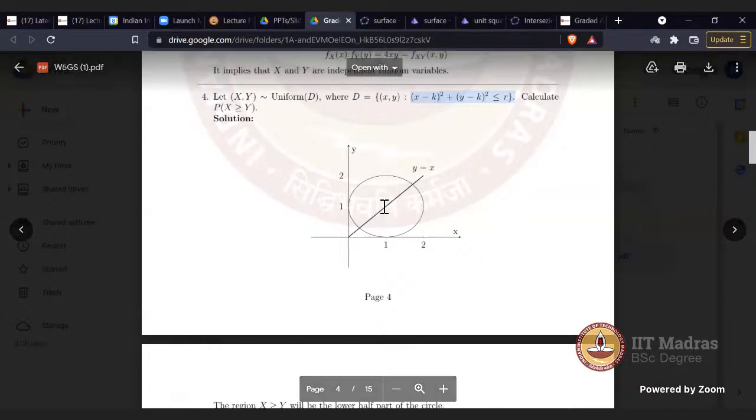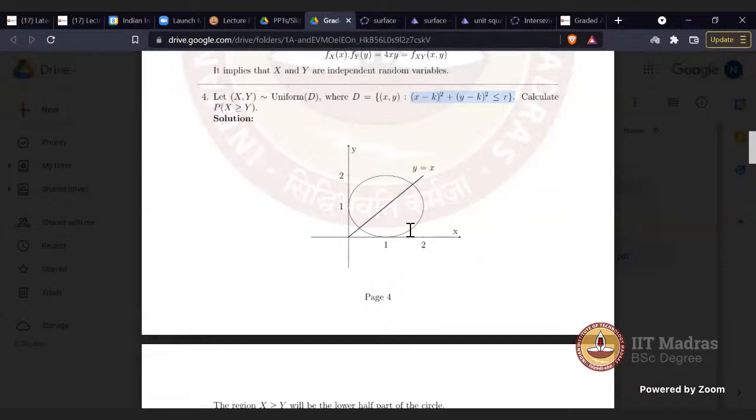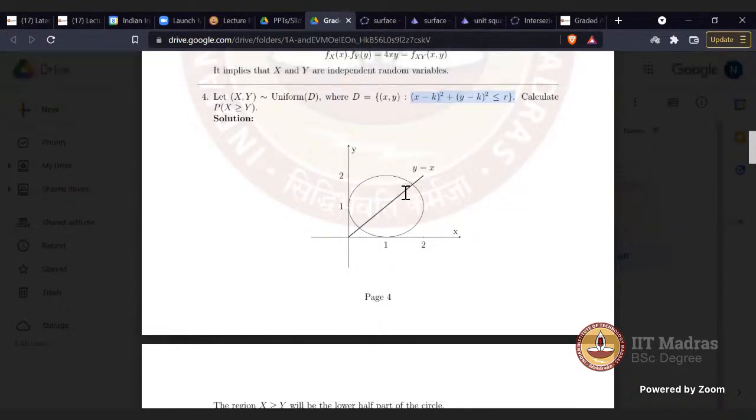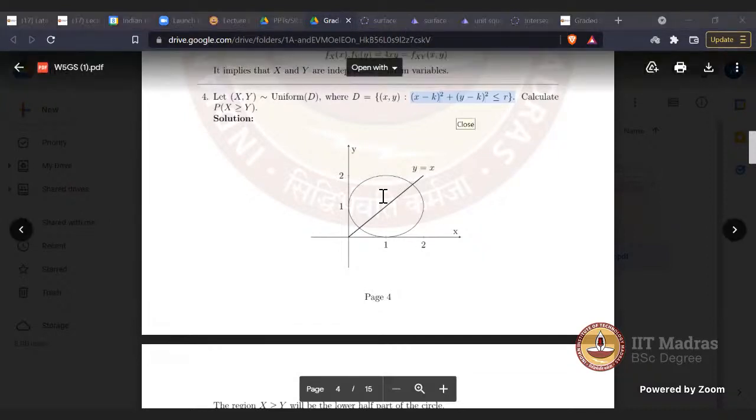So we have drawn a circle, and the points should be inside it, the inside area. In my case the value of k is 3. Okay, if the value of k is 3, it means your circle is centered at (3, 3).